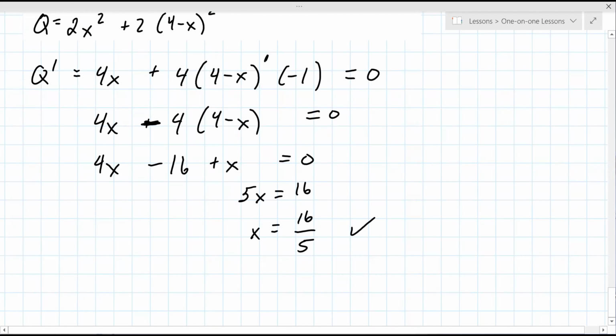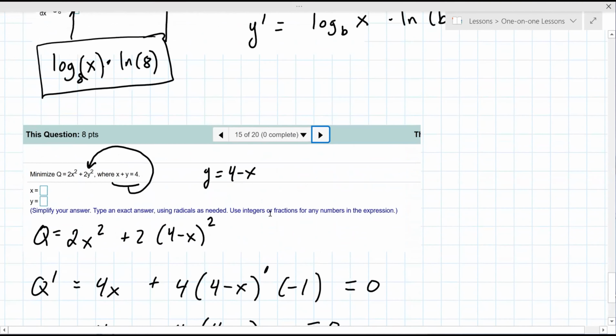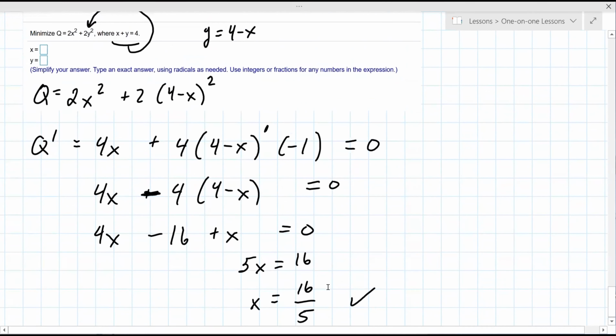So you can actually tell when it's questions like that, because when the answer's like that, it says use integer or fractions for any numbers in the expression. Right here, see where it says that? That's telling you that you're going to get one of those. So I'm like, oh, okay, great.